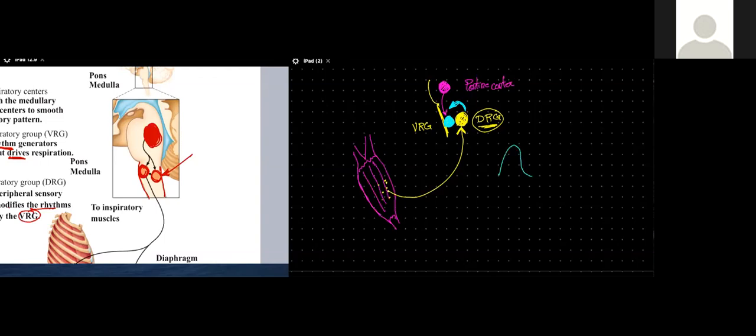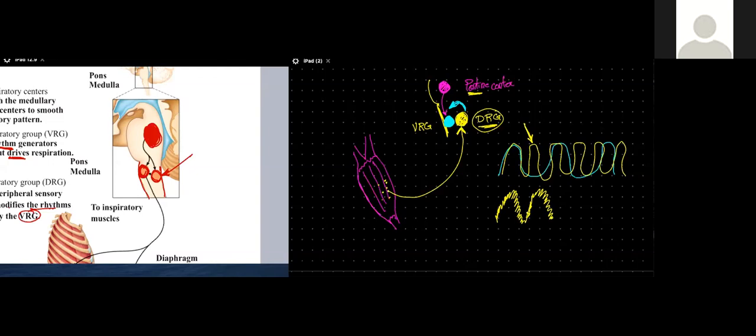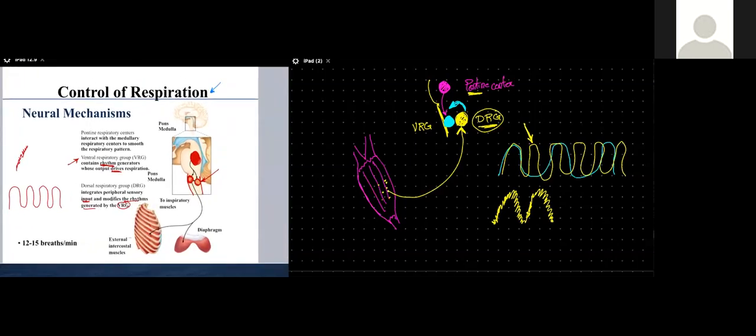So rather than having a pattern like this, if I'm contracting the muscle, the pattern should look like this now. What makes those waves so smooth is going to be the pontine center. So they don't look like this. All right, this is not everything that we know. This is just a general overview of the function of the respiratory centers in the brain.